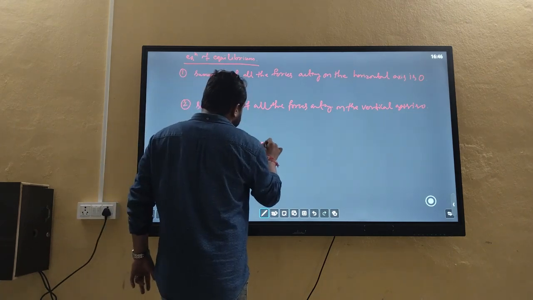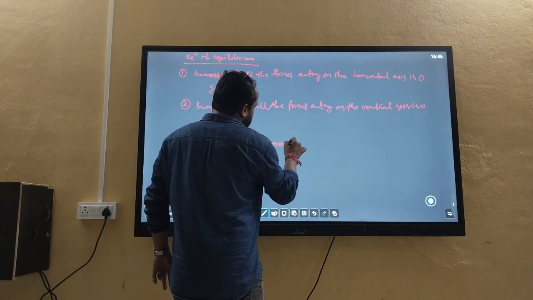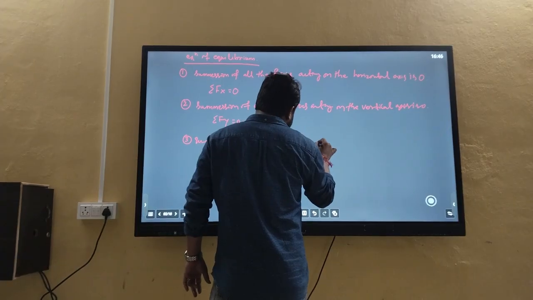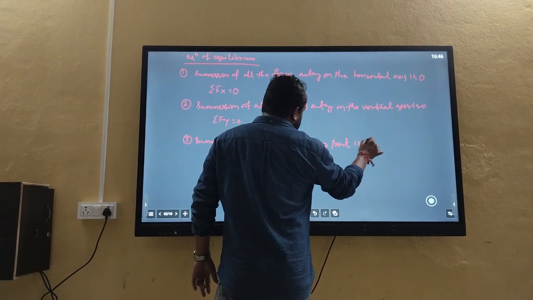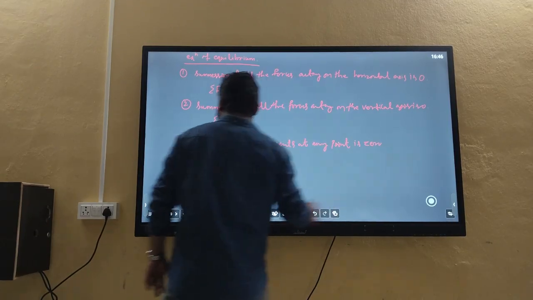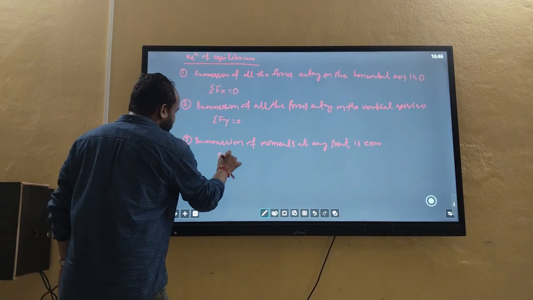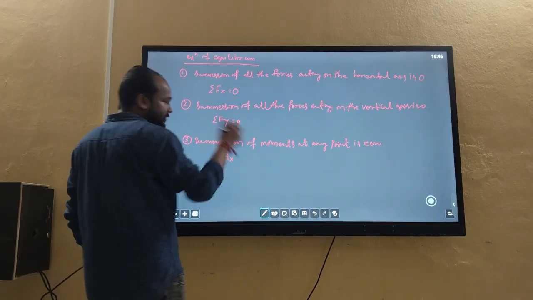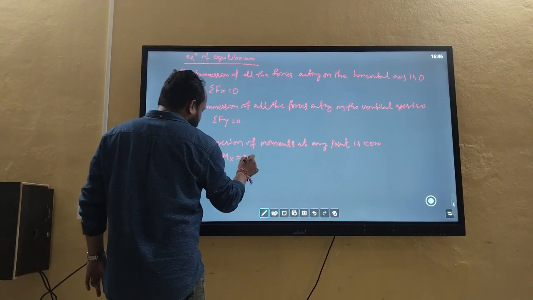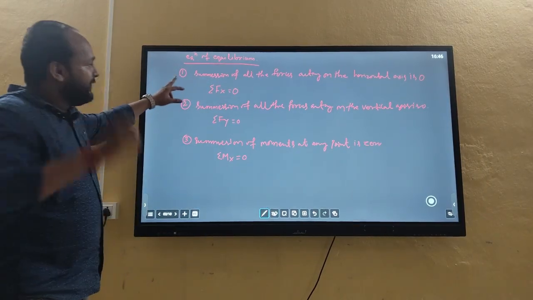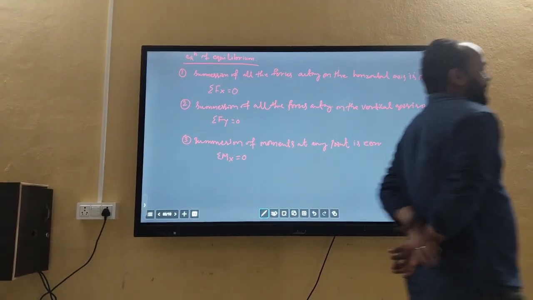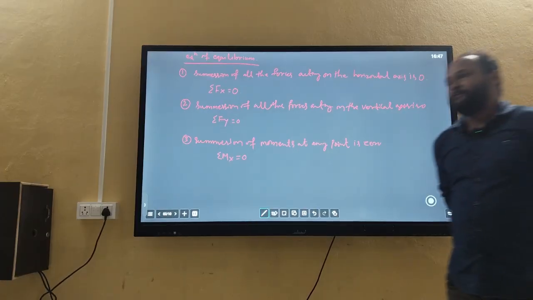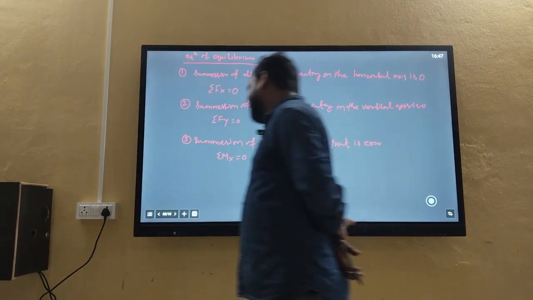Summation of moments at any point is 0. That is, the summation of moments at any point x, y, z or a, b, c equals 0. By considering these three equations, we can calculate the support reactions of any beam or structure or any member.